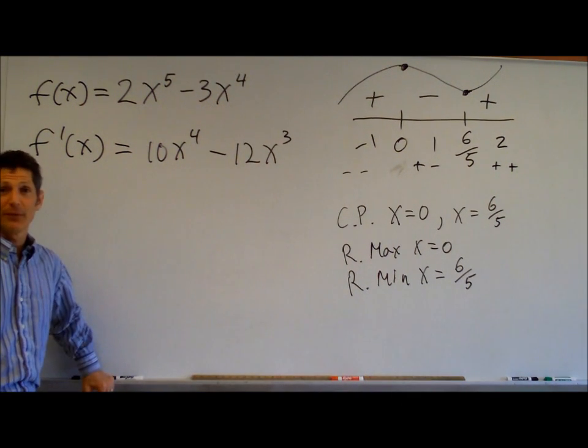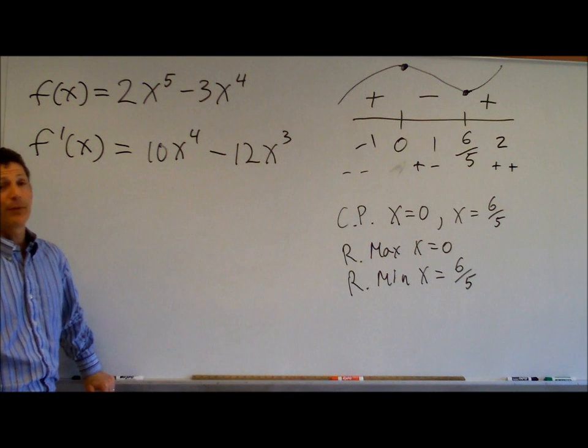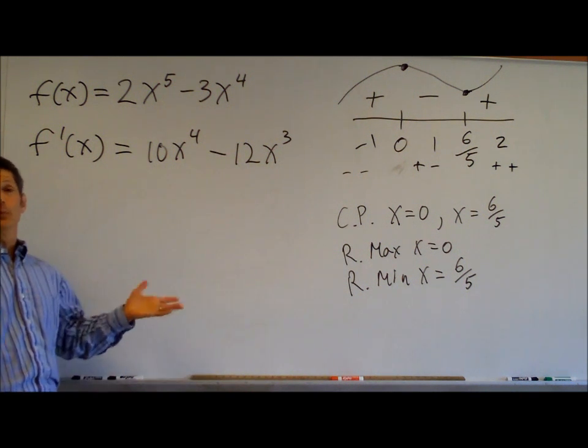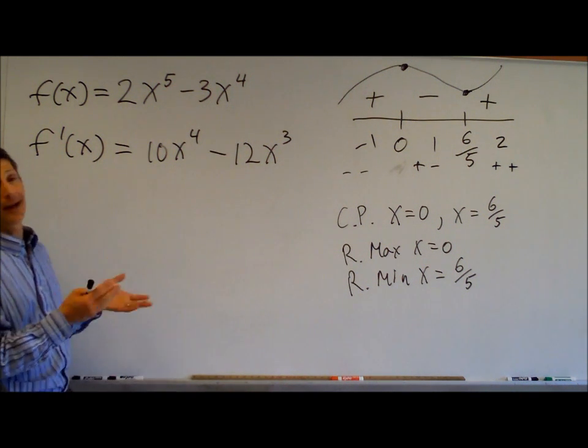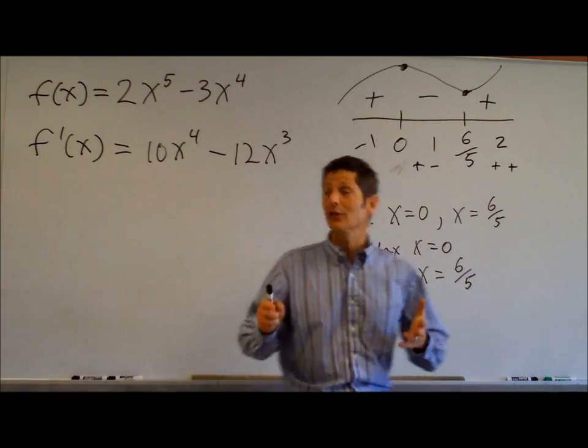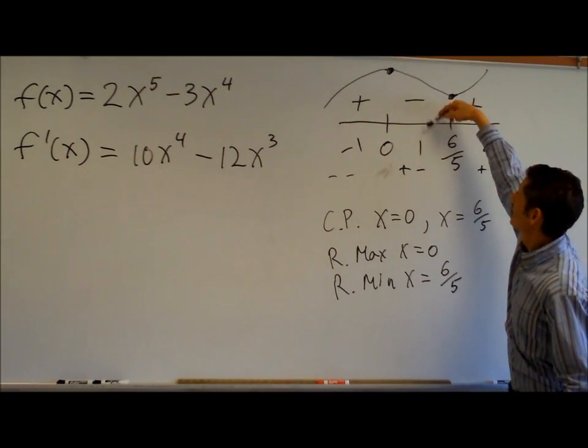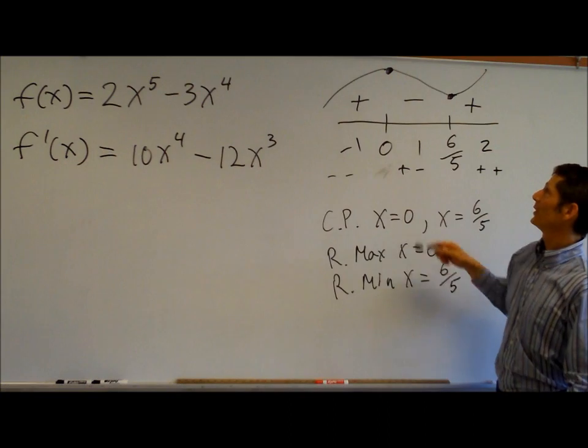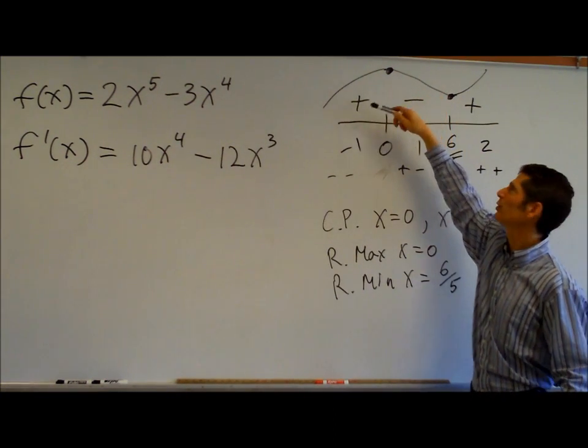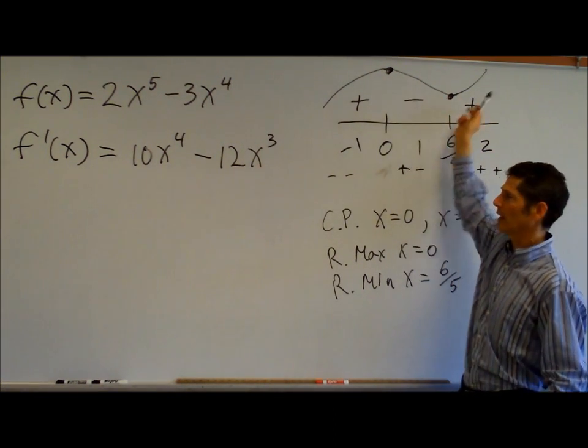So here's the same function. I just erased a little bit to give myself more room. I want to find the inflection point or inflection points on this function. Now I can kind of eyeball it. I think on this one there's going to be an inflection point somewhere between 0 and 6/5, somewhere in this region. It looks like I'm changing from concave down to concave up.